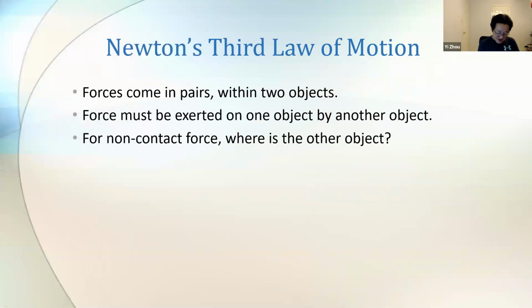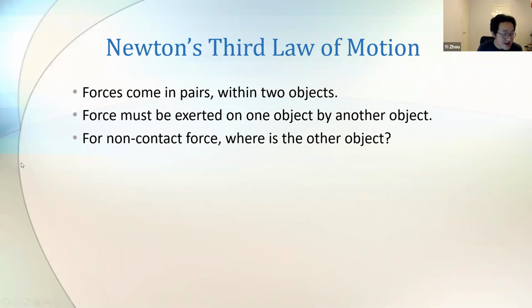So Newton's third law says that forces come in pairs, within 2 objects. The important thing is that there are 2 objects, so the force must have a source and a target. There's no force where you say, okay, there's a force, and I don't know where it comes from. It must come from something. The force must be exerted on one object by another object. So when you find a force, you always need to identify another object. If you cannot identify the other object, that means that force may not exist.